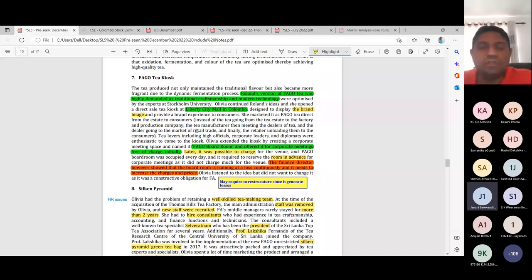The finance director, however, showed that the boardroom is running at a loss continuously and that you need to increase the charges and prices, so this is not a profitable one. Olivia listened to the idea but did not want to change it as it was a constructive obligation for Fargo. So it's more of a CSR type of act, not a profitable act.